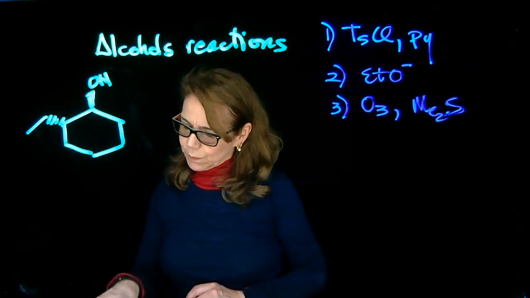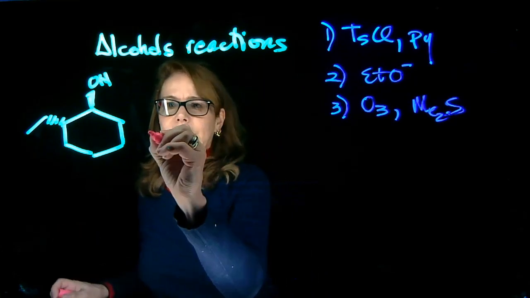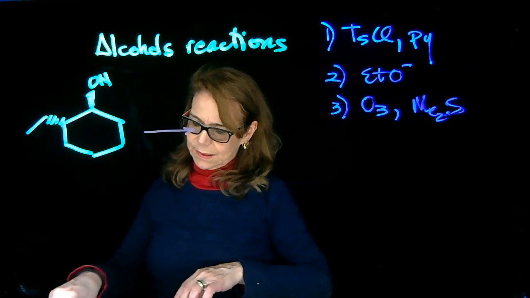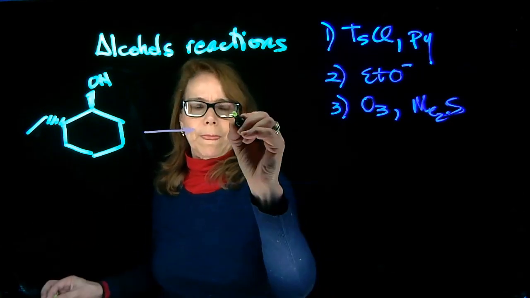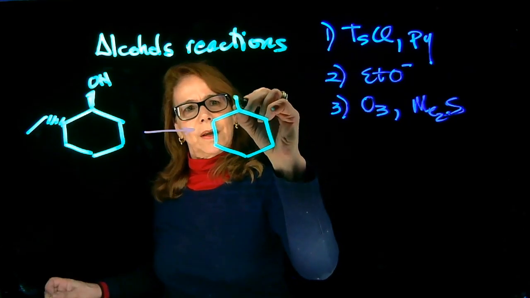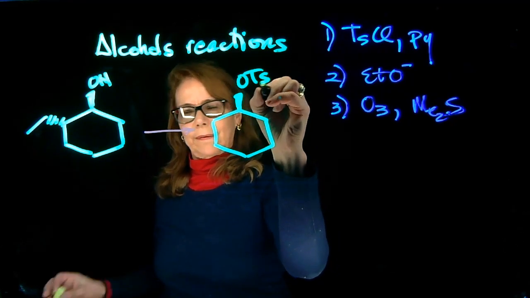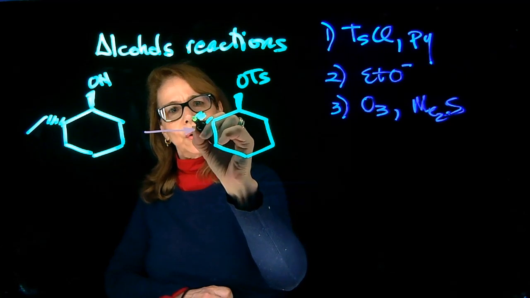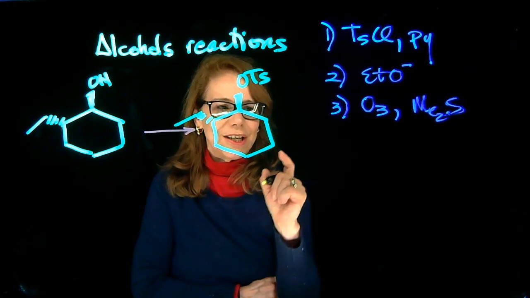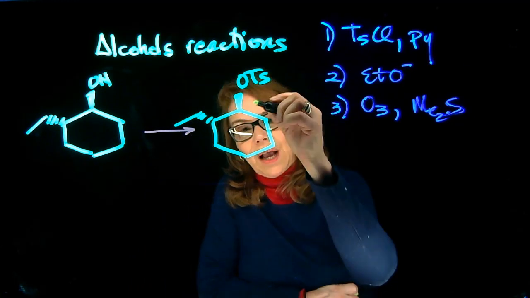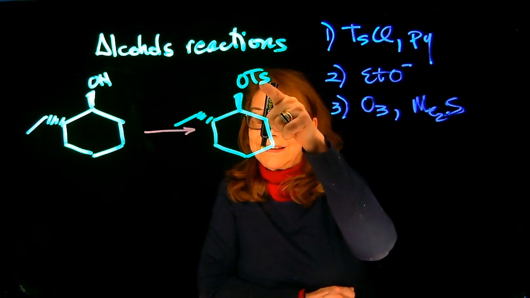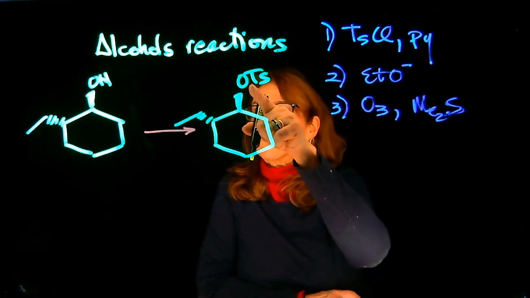So the product then of the first reaction is going to be the following, OTs. But what I want you to notice here is that the stereochemistry at this center hasn't changed. And it hasn't changed because the reaction had not occurred at the chiral center. It happened at the oxygen.